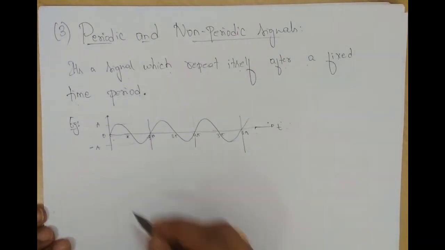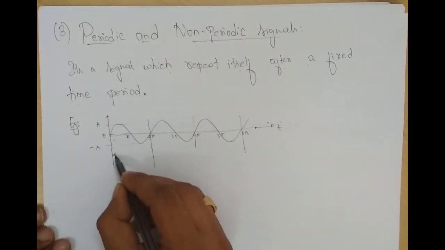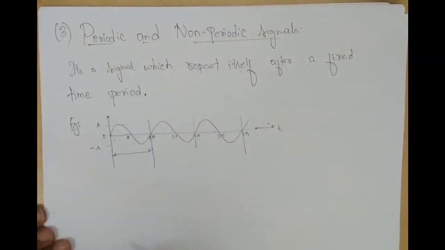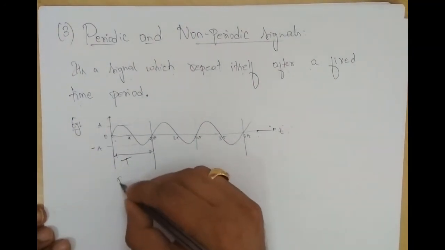And the smallest interval of time where the signal repeats is called the fundamental period. It is called T. It's called the fundamental period.